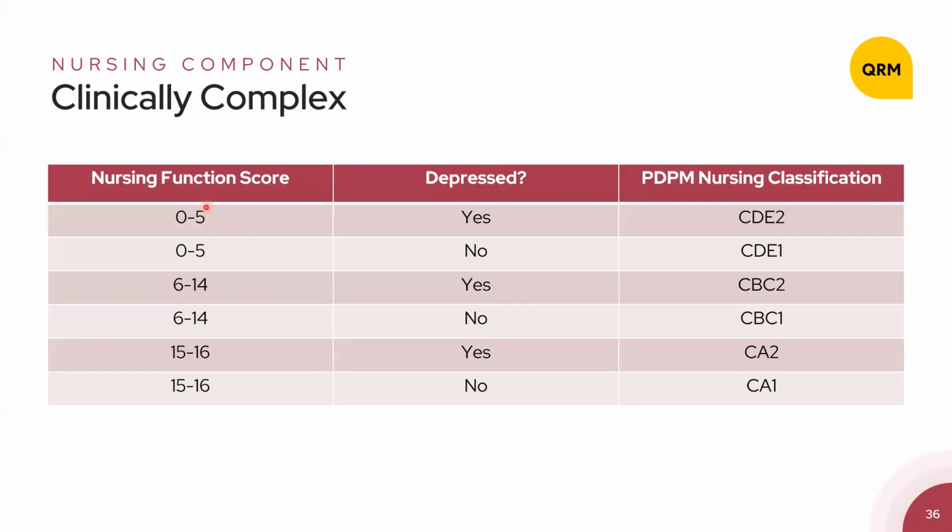So you notice you have more options now because we're going clear from 0 to 16. And we're going to look at the PHQ 2 through 9 or the PHQ 9 OV to say whether they have depression or not. And then our PDPM nursing classification. So our C tells me it's clinically complex. The A tells me it's a functional score of 15 to 16. The BC tells me it's a functional score of 6 to 14. And my DE tells me it's a function score from 0 to 5. So the 2 and the 1, just like before, they're going to tell me if the resident has depression or not. 2 means depression, 1 means not.